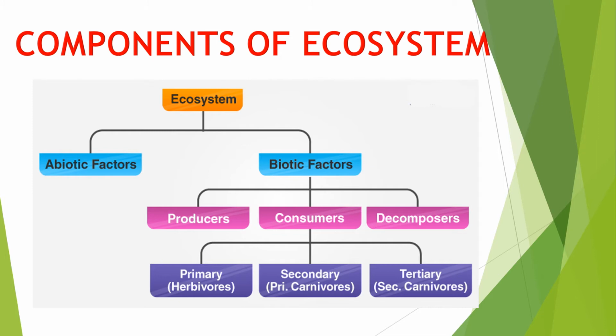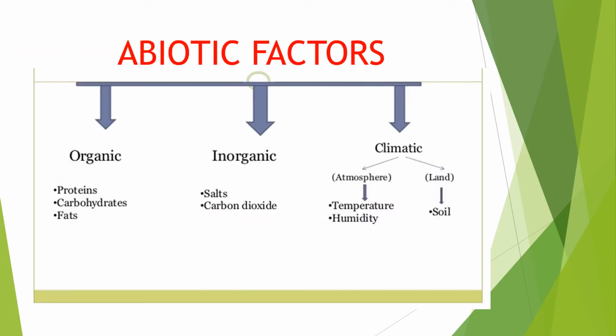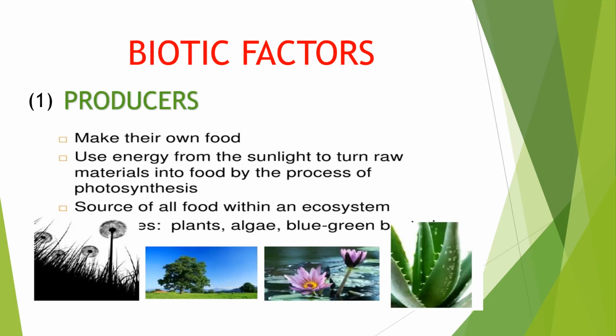So first of all, we will discuss about abiotic factors. Abiotic factors are divided into three groups: organic, inorganic, and climatic. Organic factors include proteins, carbohydrates, fats. Inorganic includes salts, carbon dioxide, and climatic factors include temperature, humidity, and soil. Next, we will discuss about the biotic factors.